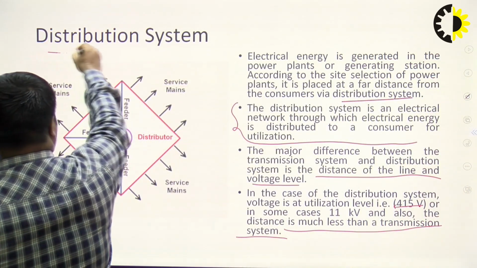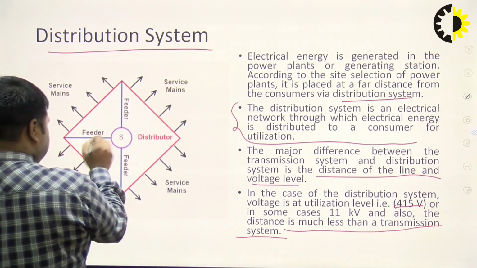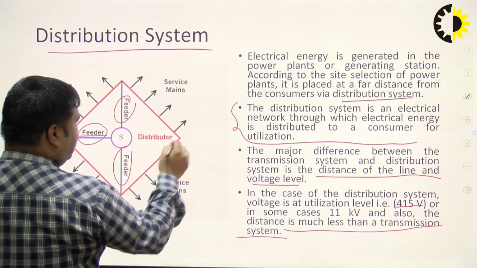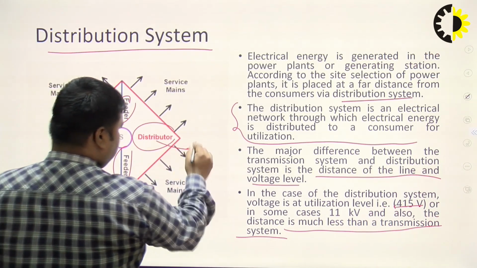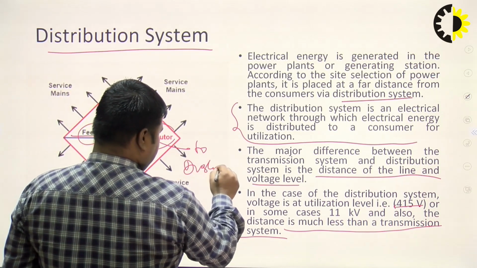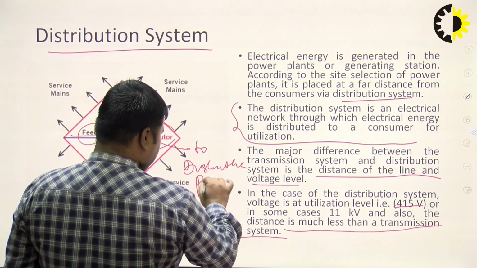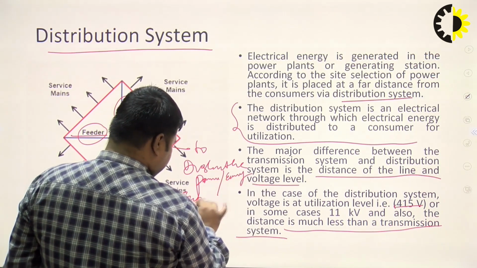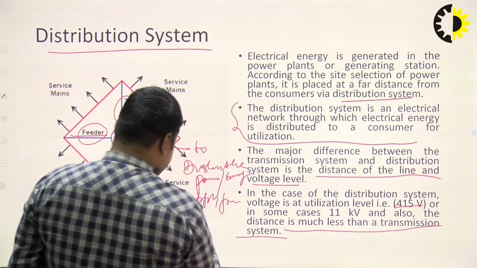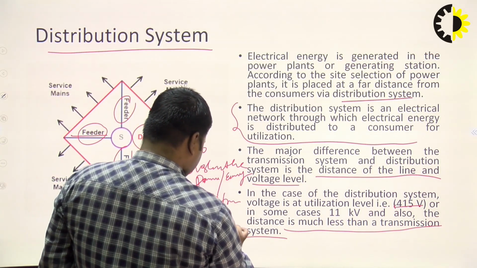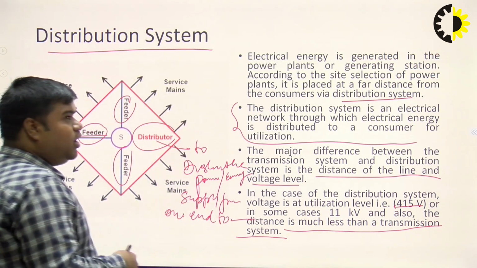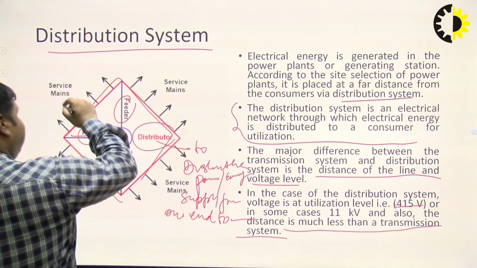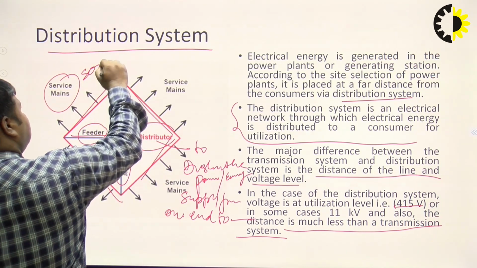this is the distribution system in which this part is the feeder and the other part is the distributor, to distribute the power or energy or supply, we can say, from one end to another end or a consumer side. Okay, and the outer part is the service mains.